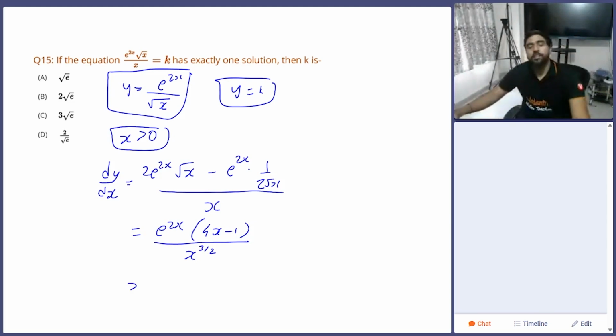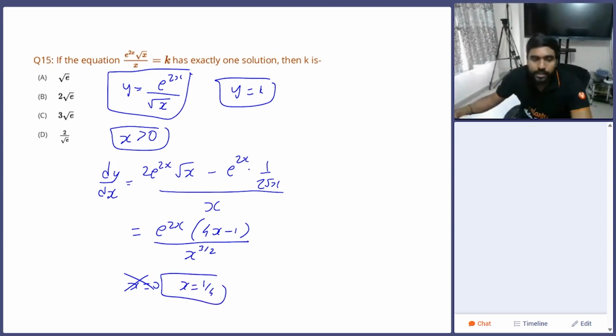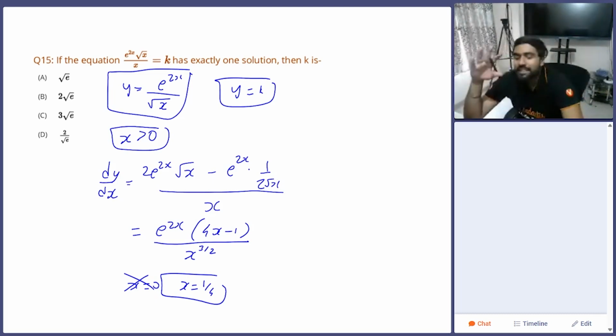So what are the critical points? x equal to 0, for which the function does not exist, so we don't really have to worry, as it is only defined for positive values of x. Then another critical point is x equals 1 by 4. I guess that's the only set of critical points you will have over here. x equal to 1 by 4 is the critical point which you have to work around with.